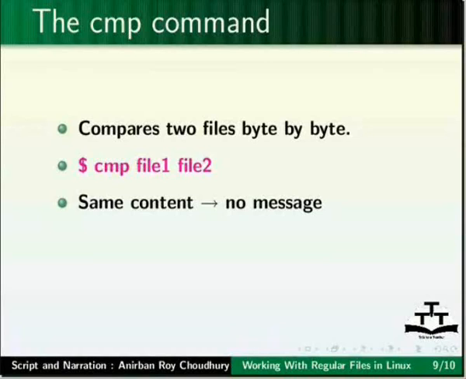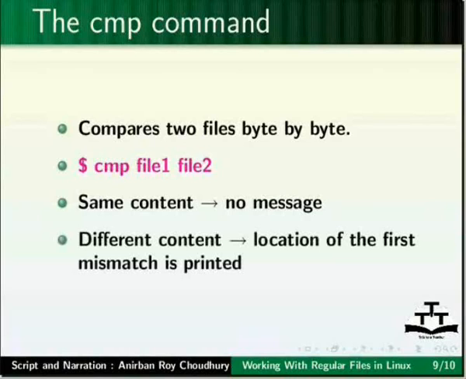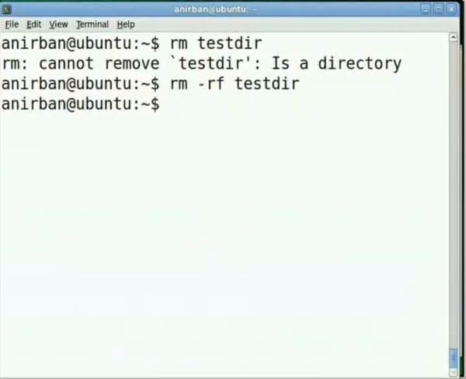If the two files have exactly the same content, then no message would be shown. Only the prompt will be printed. If there are differences in their contents, then the location of the first mismatch will be printed on the terminal. Let us see how cmp works. We have two files named sample1 and sample2 in our home directory. Let us see what they contain.